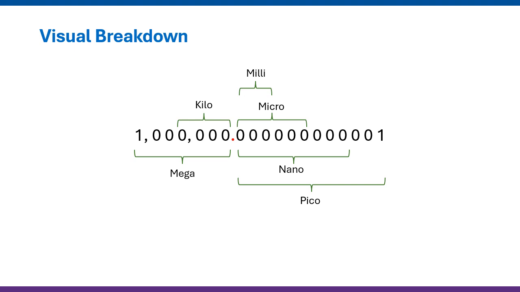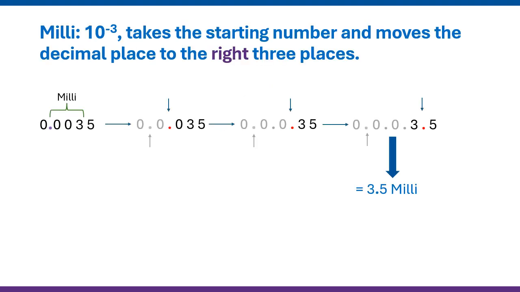And also, you'll begin to see in a few minutes that we're really moving leading and trailing zeros around when we're converting these things from one format to another. So for example, for milli, 10 to the minus third, it takes the starting number and moves the decimal place to the right 3 places. So you can see where on the left we have that area that shows what milli it basically pertains to. The first 3 places, specifically 10 to the minus third, which is the third place over.